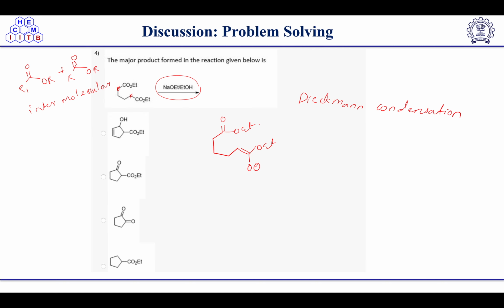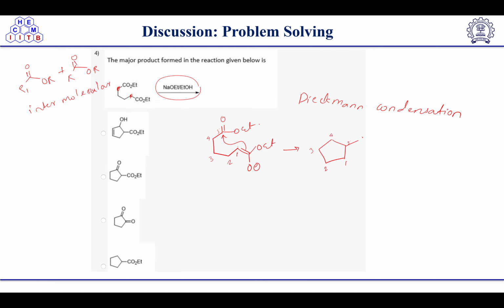Agree? Now it will attack over here and it will form... How many carbons are there in the ring? 1, 2, 3, 4, 5. 5-member ring. Right? Got it? So at carbon 1, 2, 3, 4, 5.